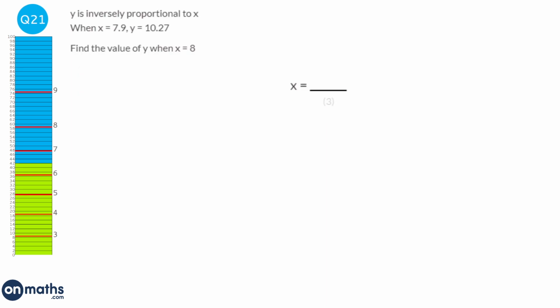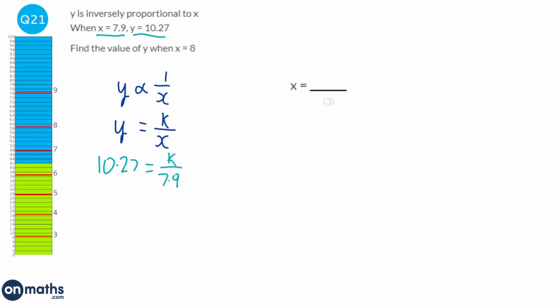We're told here that y is inversely proportional to x, so we put 1 over x, because inversely means it's going to be proportional to 1 over. I'm going to replace that proportionality sign with an equals, and to do that we need to multiply the right hand side by k, so it becomes k over x. And we're told that x is 7.9 when y is 10.27, so we're just going to substitute those both in so that we can find out what k is, what our constant is.